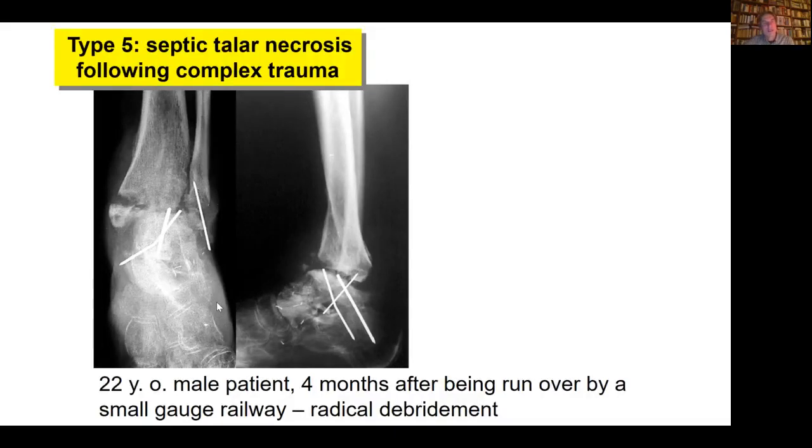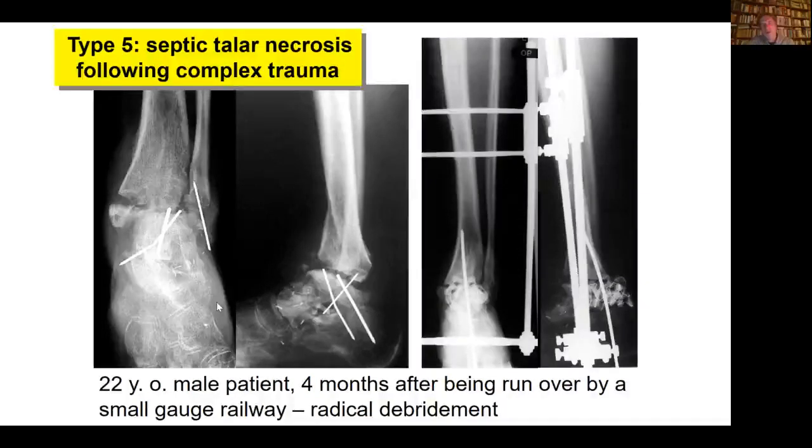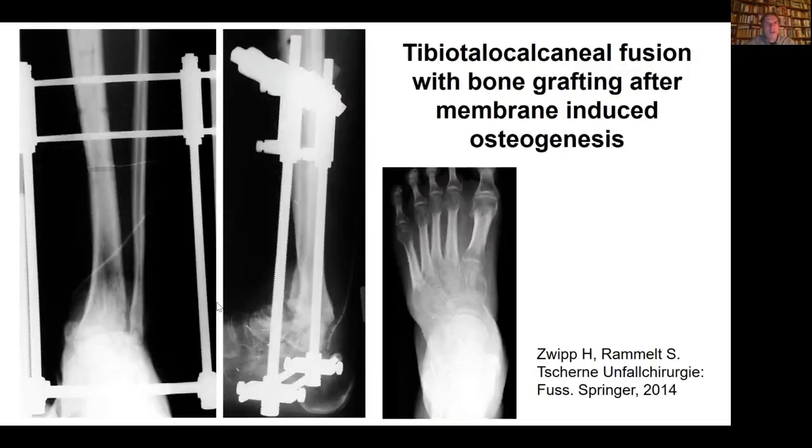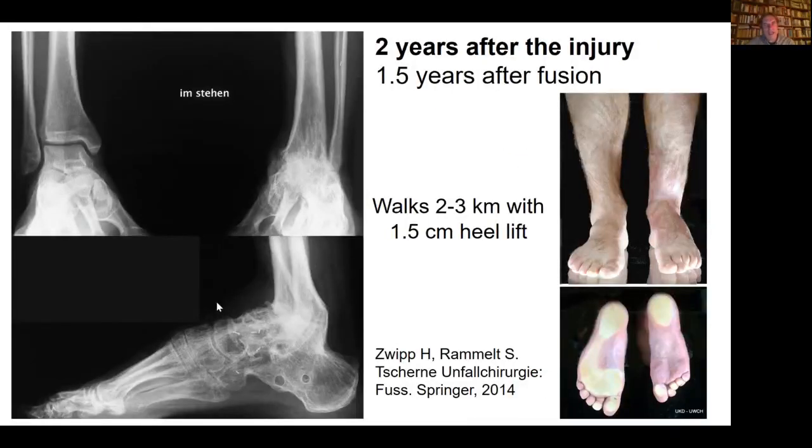And this is the worst case. A very young patient. He was run over by a small gauge railway, had several radical debridements. Still, he developed osteomyelitis, so he needed serial debridements, was put in a frame, and PMMA beads with gentamicin were put in to fight the infection. And then finally, when the infection resolved, he was subjected to tibio-talar-calcaneal fusion, with a large chunk of bone grafting after that, Masquelet-type osteogenesis. And you can see it healed in a nice position, although with a very stiff hindfoot.